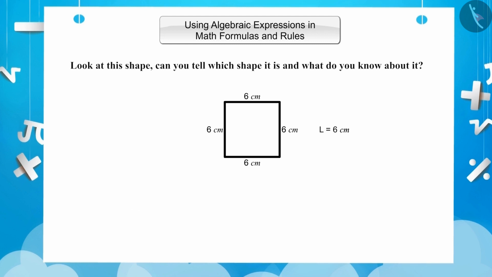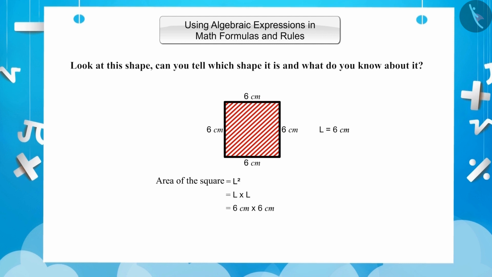Let us now find the area of this square. The area of a square is equal to the square of its side. So, the area of this square will be L square, which is equal to L multiplied by L, which is equal to 6 cm multiplied by 6 cm, which is equal to 36 cm square. So, the area of this square is 36 cm square. If we represent the area of the square with A, then A is equal to L square. With the help of this formula, you can find the area of a square.